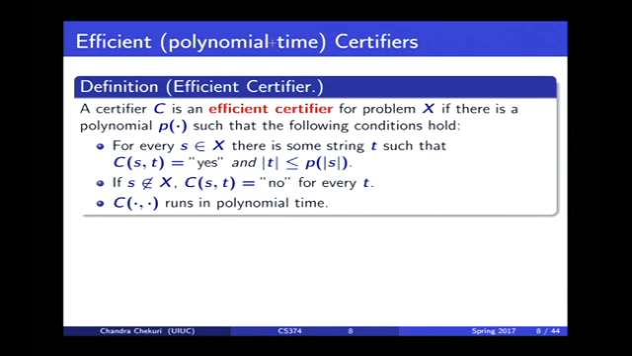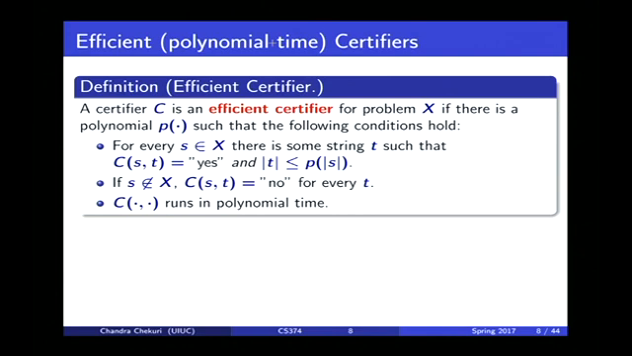But we don't want it to be just a verifier, we also want it to be efficient, right? A verifier is an efficient verifier, or a certifier, if first it runs in polynomial time. The verification should happen in polynomial time. Given an input and the proof, it shouldn't take a huge amount of time to actually verify. It should take polynomial time in the length of the puzzle and the solution. That's an efficient verifier.